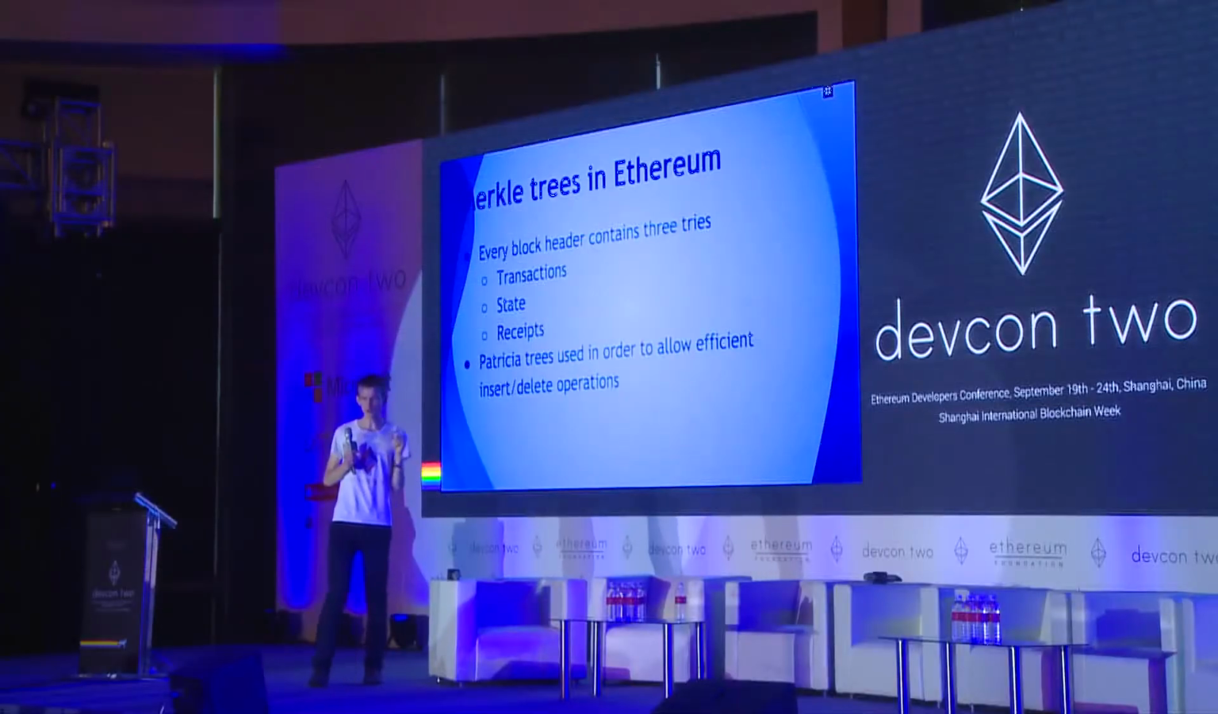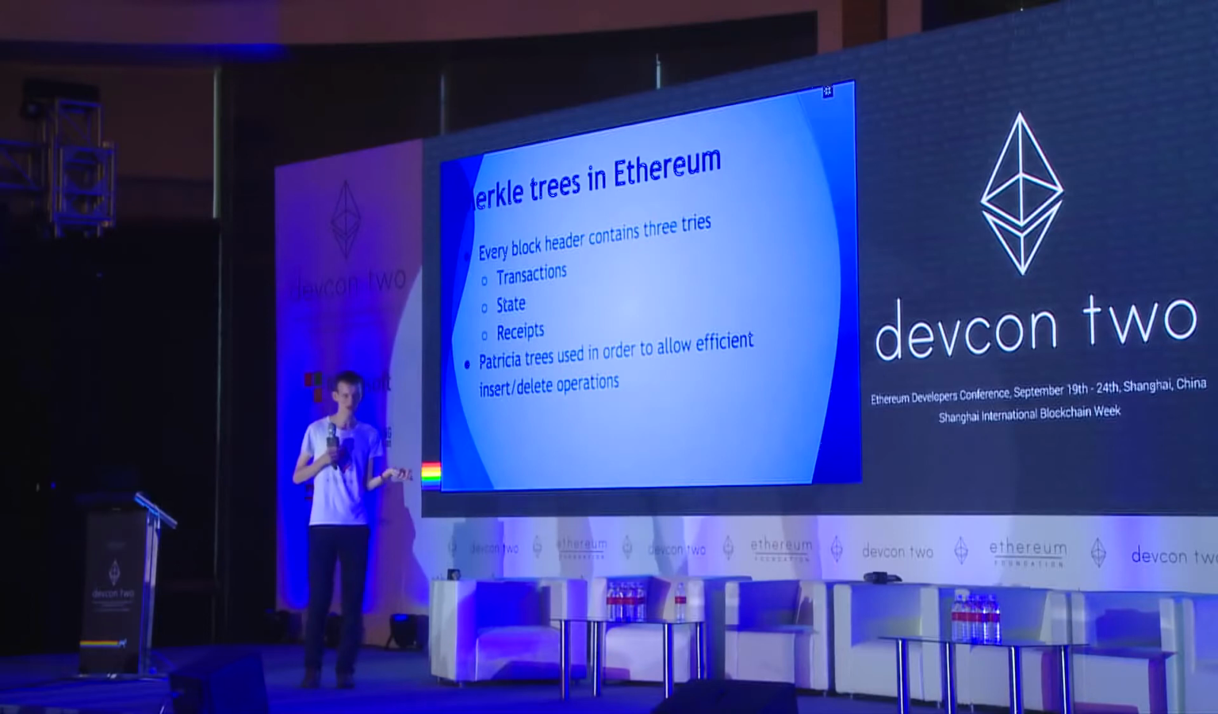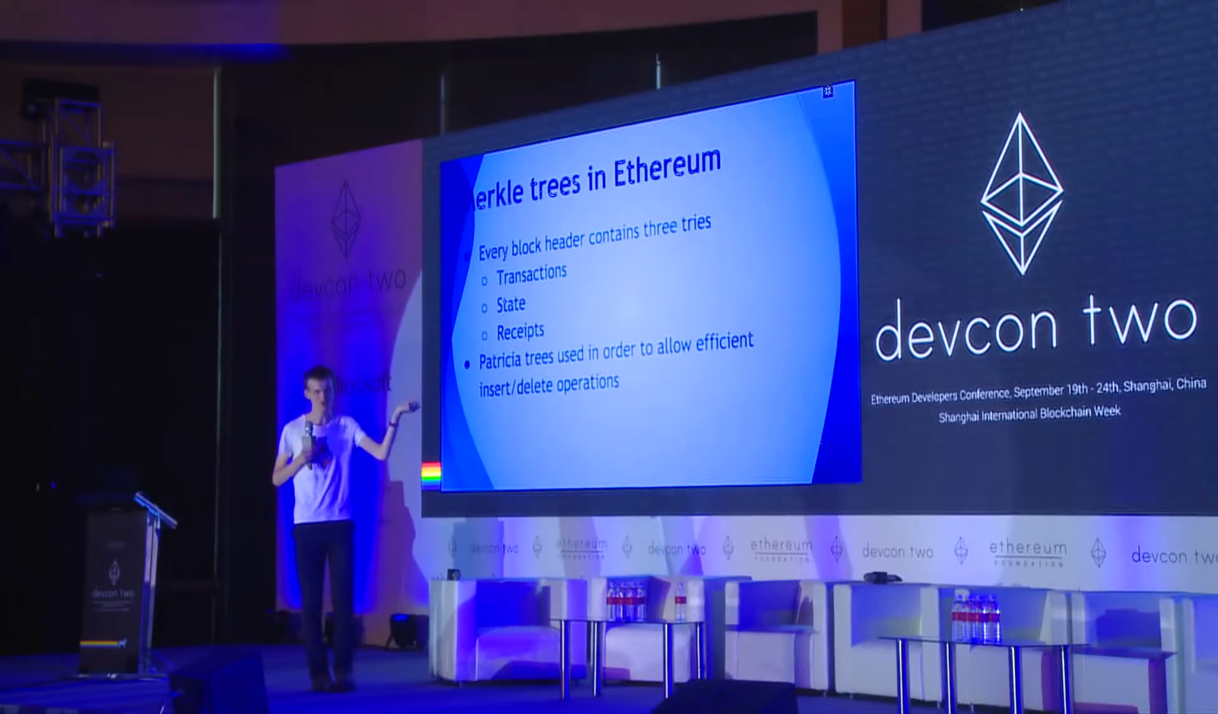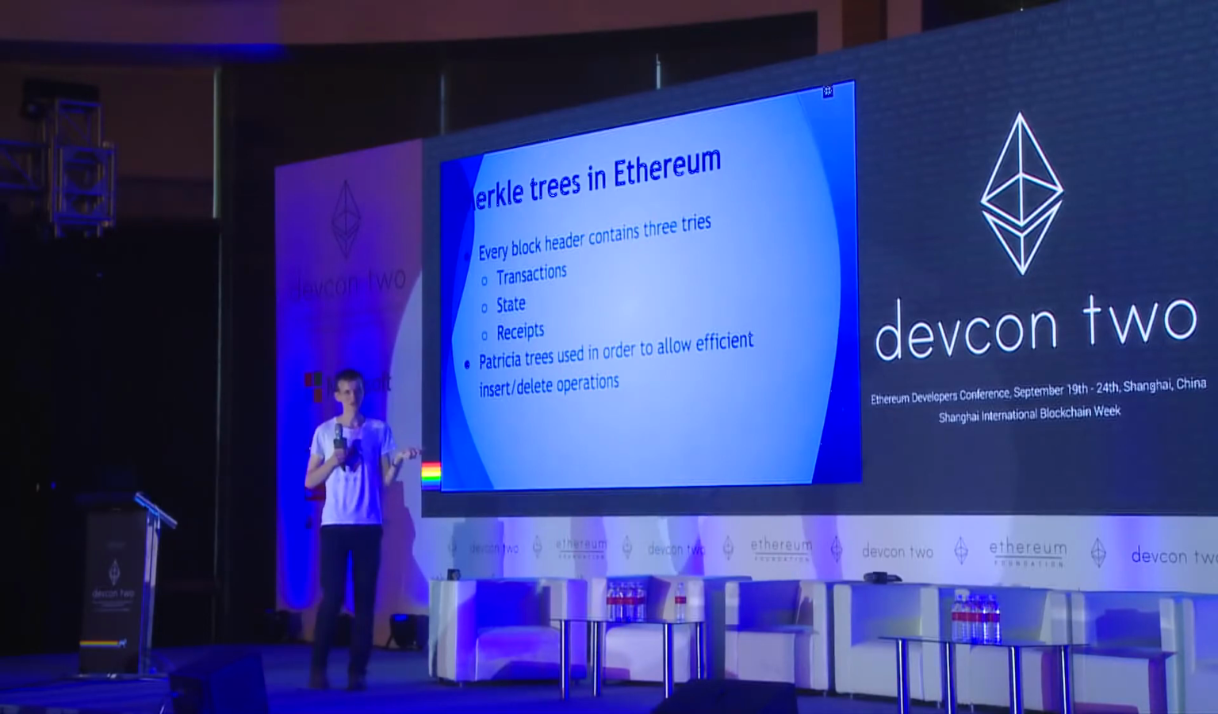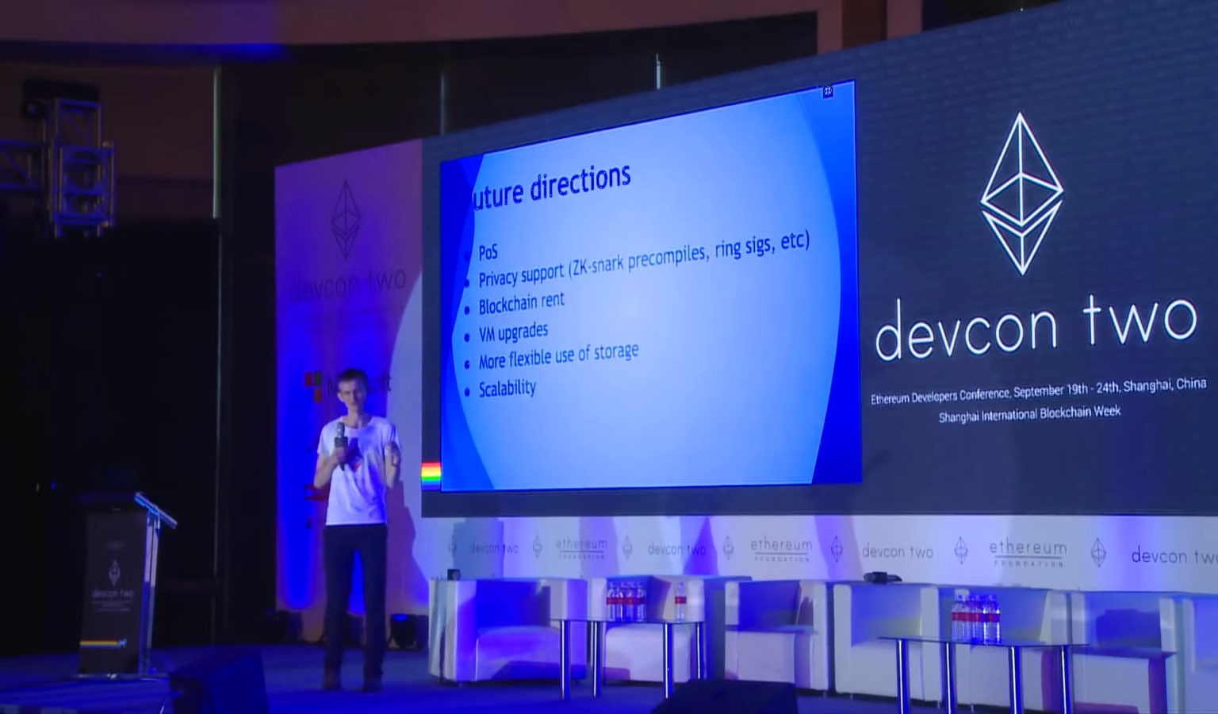Block headers contain 3 trees. Bitcoin uses Merkle trees just for transactions. We use Merkle trees for transactions, and for the state, which includes account balances, contract code, contract storage, and receipts. We have Patricia trees, which allow you to update the tree very efficiently. Those are the basic building blocks of the Ethereum protocol right now.